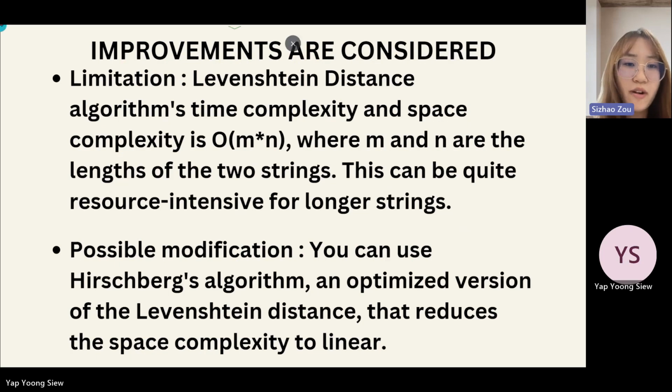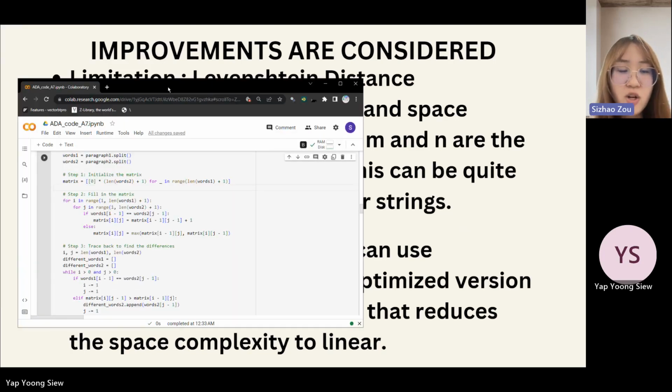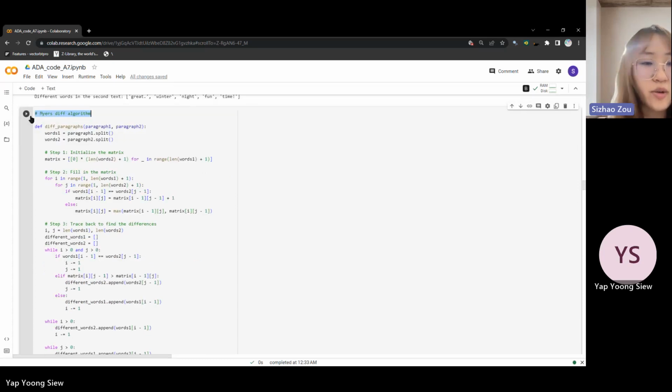For the limitation part, the Levenshtein distance algorithm's time complexity and space complexity is O(m times n), where m and n are the lengths of the two strings, so it can be quite resource-heavy for longer strings. For the possible modification, we can use an optimized version of the Levenshtein distance that reduces space complexity to linear. And now I'm going to run the Myers algorithm for part 3 really quick.